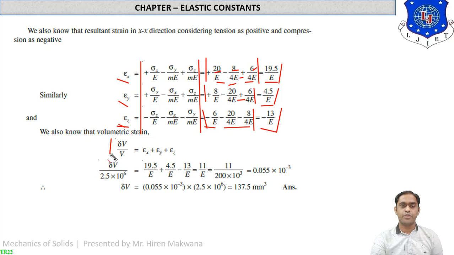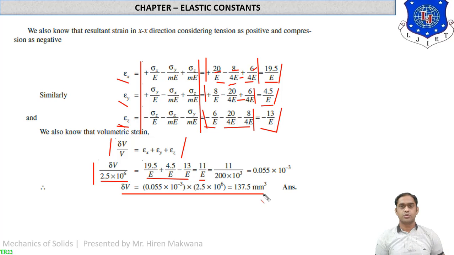Now, as per the formula, delta V by V is equal to epsilon x plus y plus z. So delta V we have to find. The original volume we have calculated earlier, and epsilon x, y, z, just replacing all these three values, which in total is 11 by E. So by solving in the calculator, you will get delta V is equal to 137.5 mm cube. So very simple numerical, just the calculation is very tedious. You have to remember the formula first, then by replacing the values, you will get the answer very quickly. So nothing else in this. This is the completion of the numerical.